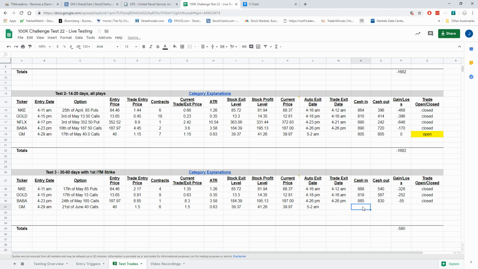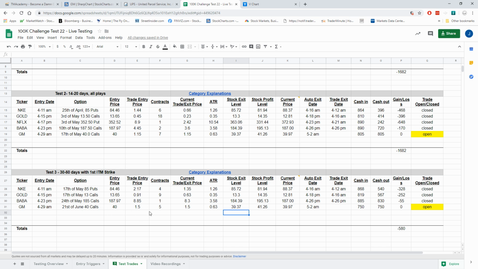Trade exit date, not there yet. Cash in. We're a little bit over the 800, but if we do one fewer, let's go do one fewer here. Get it to the 750. That's closer to 800 there. So we'll do the 5 here at it.